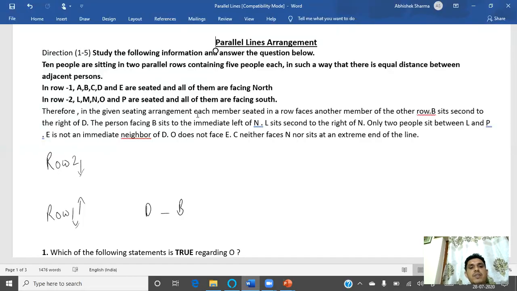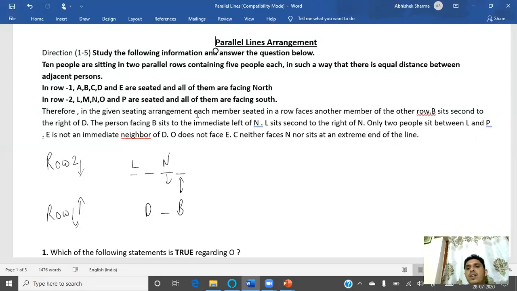Thereafter, the person facing B sits to the immediate left of N. So we can write it as the person facing B is sitting immediate left of N. So that means this person should be N, because the people sitting in row 2 are facing south, so this should be the direction. Thereafter, L sits second to the right of N. Okay, so second right of N will be this, and L sits second to the right of N.